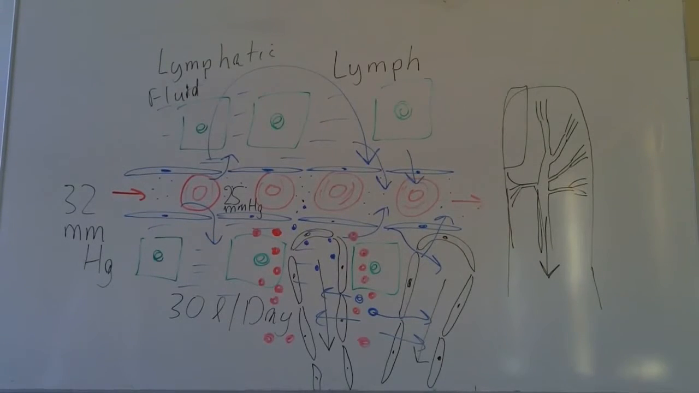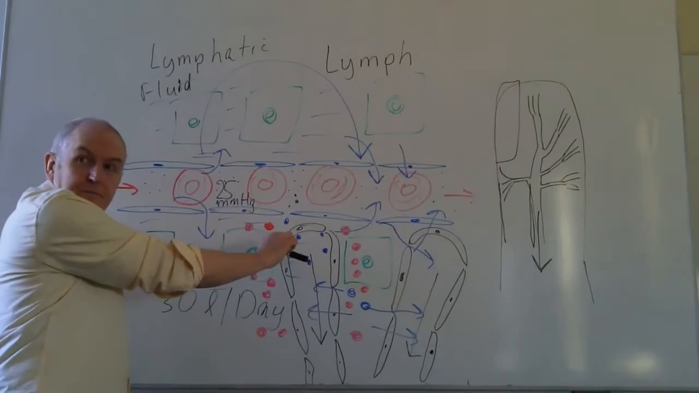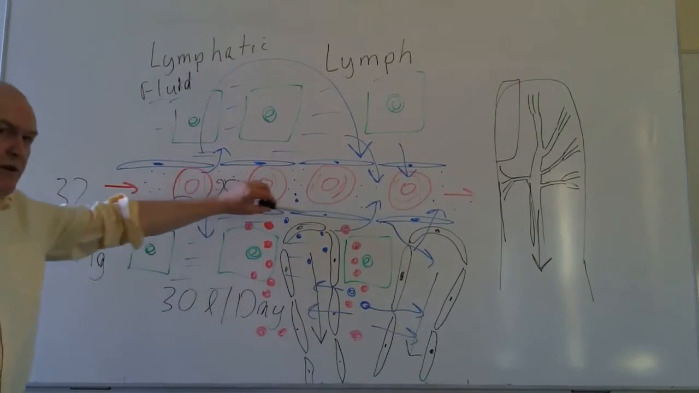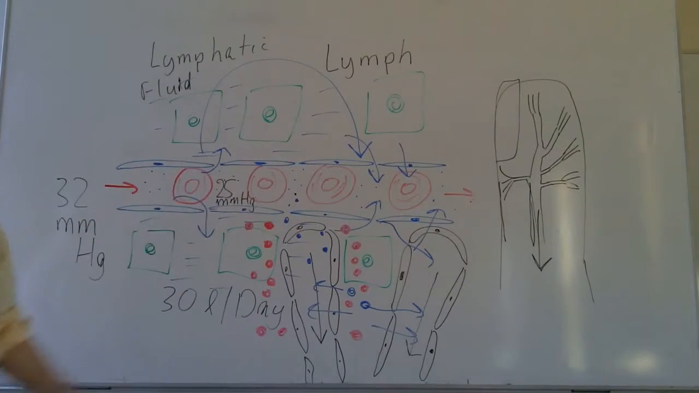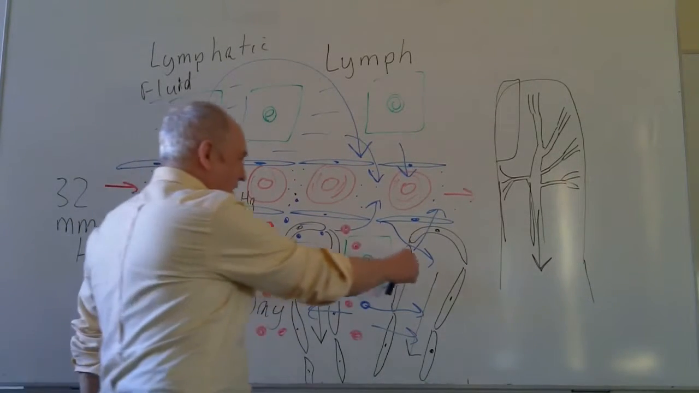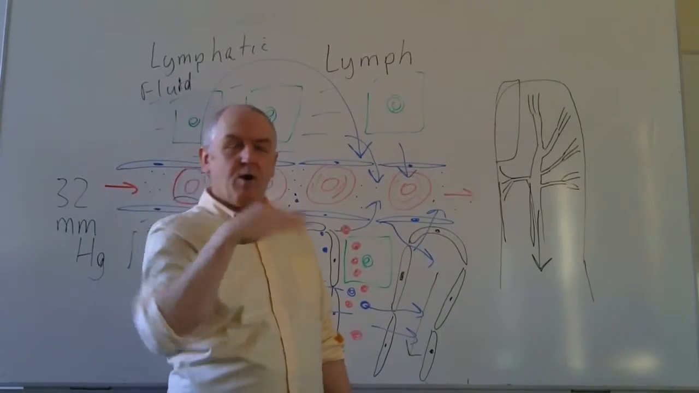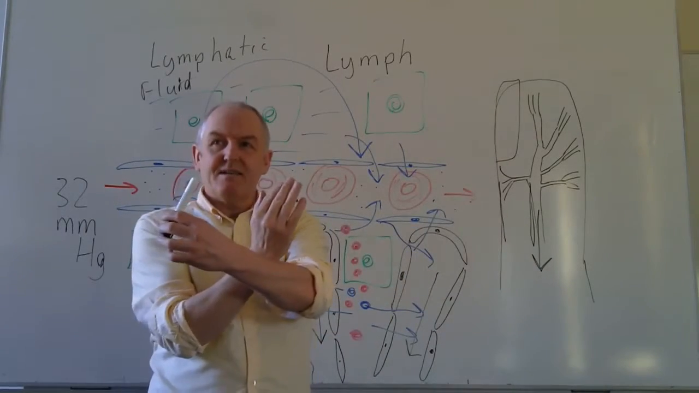But fortunately, the walls of the lymphatic vessels are floppy. The walls of the blood capillaries are not floppy, so the bacteria can't flop in easily. But the walls of the lymphatic vessels are floppy, so that means because the cells are floppy, they can flop open. And when the cell flops open, you can see the bacteria can get in.